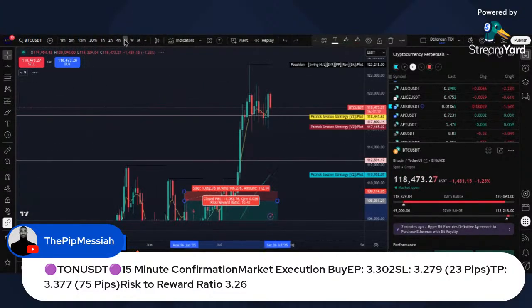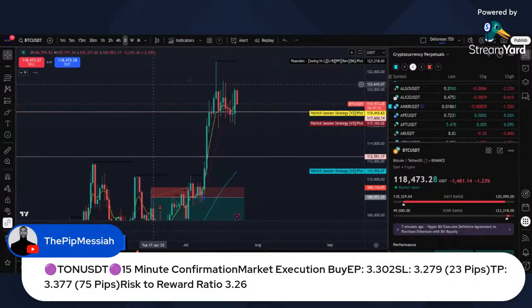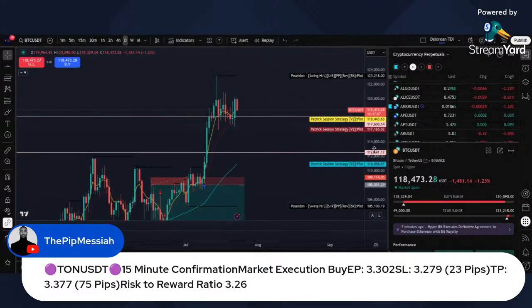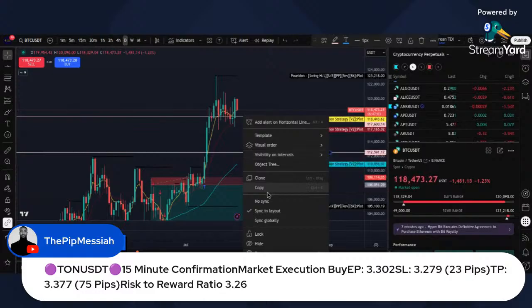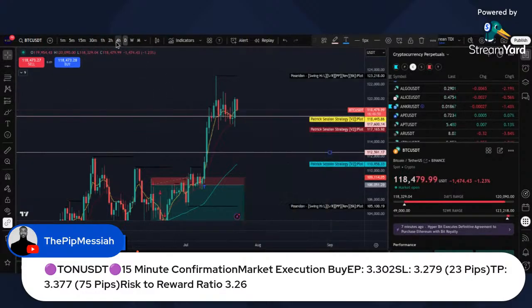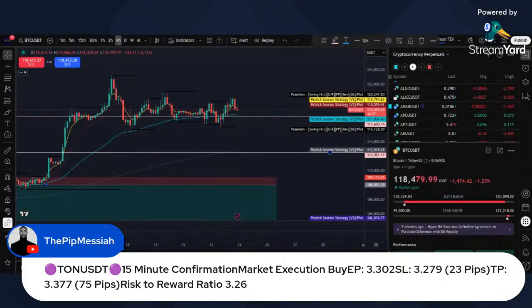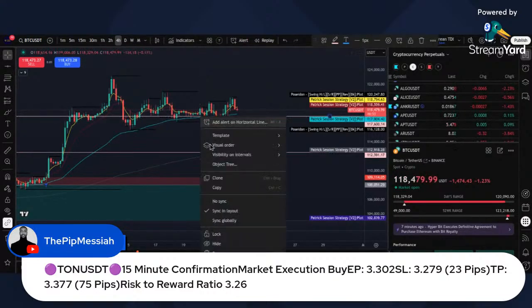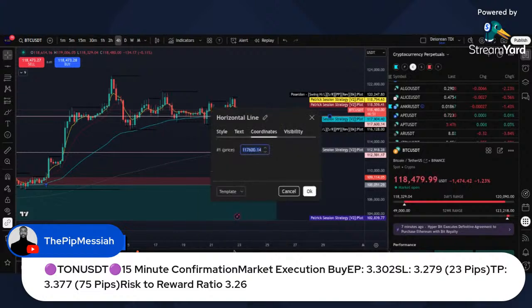So we go to the daily, kind of see what I'm talking about here. This was supposed to be at the 50 EMA. So that's now fallen to 110,958. So let's adjust our levels here. On the 4 hour, this should now be 117,904.40.